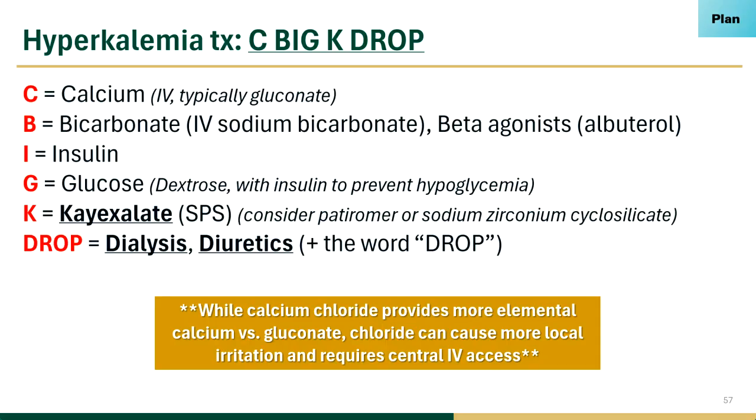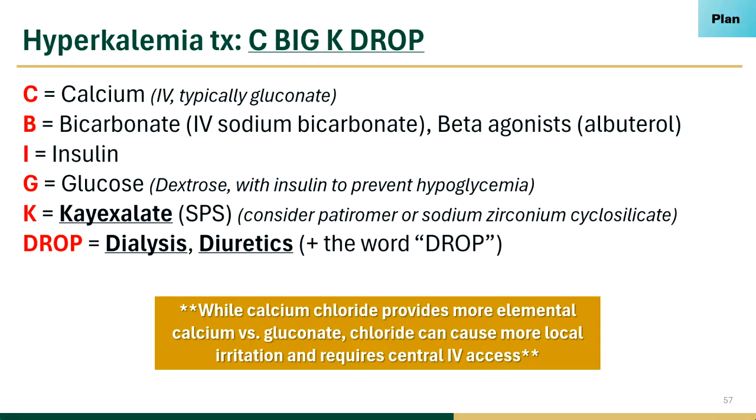Caxylate is that K, or other patiromer or sodium zirconium cyclosilicate. That is the K part, and then drop is dialysis, diuretics, and then the word drop means lower it. So C big K drop is the acronym that kind of covers all of your bases when it comes to lowering your potassium level.